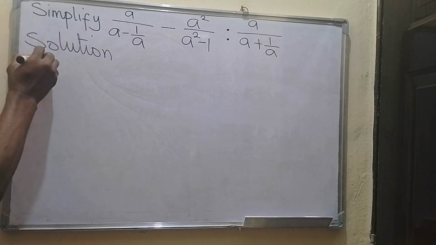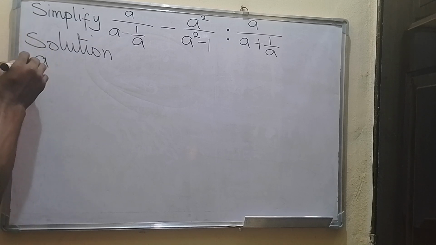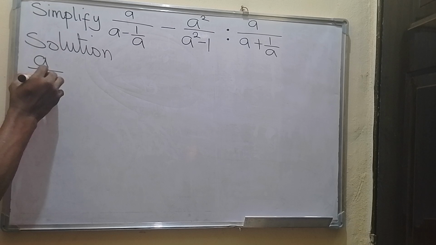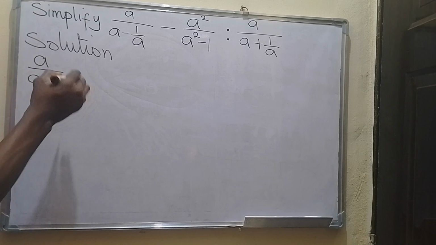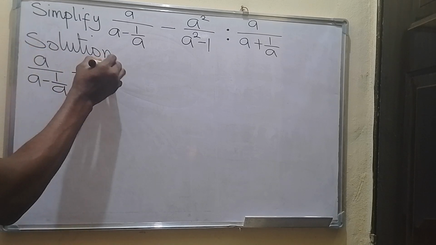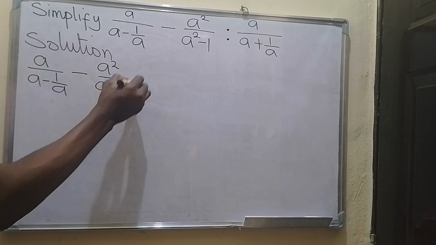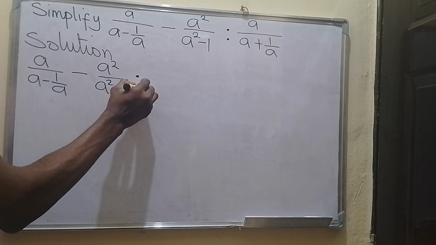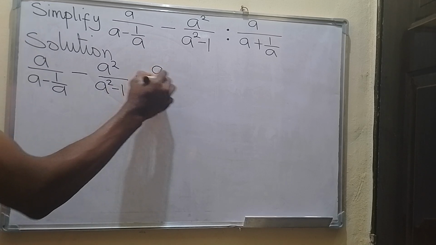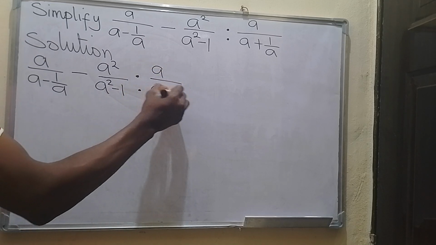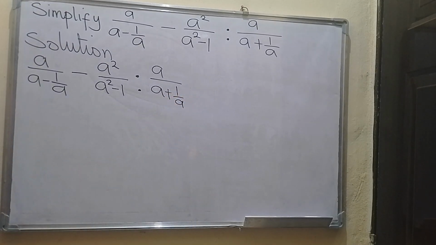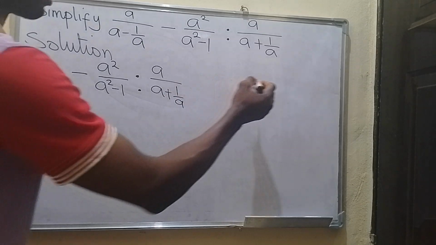So we go start with a over a minus 1 over a. We'll just write the question again: minus a squared over a squared minus 1, ratio a over a plus 1 over a. As we have done it like this now, let me do this one as an aside.